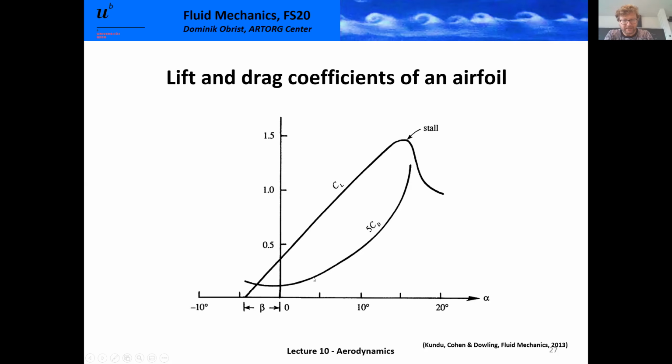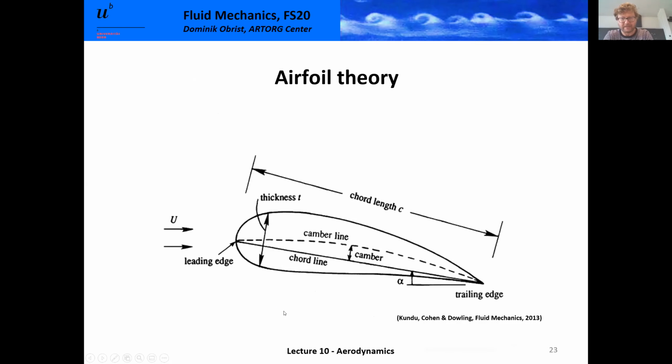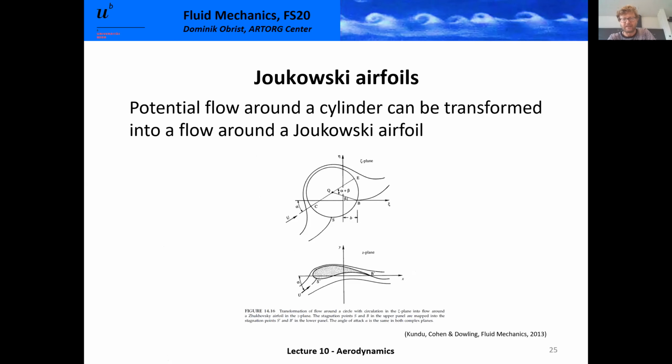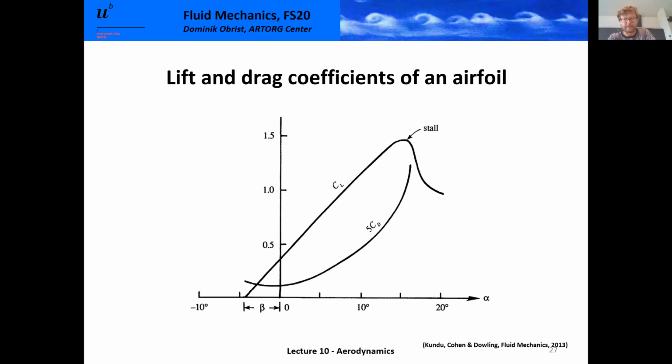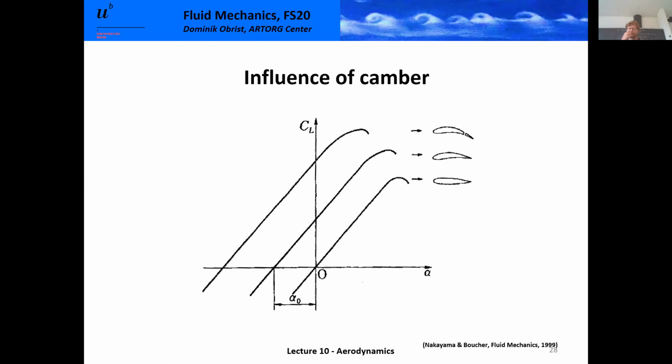What about this beta down here? Well, beta is actually a parameter defining the camber. So high beta means a lot of camber, Wölbung, and beta 0 means a symmetric profile, a symmetric airfoil without any camber. So having a non-zero beta can be shown to shift the lift coefficient upward.